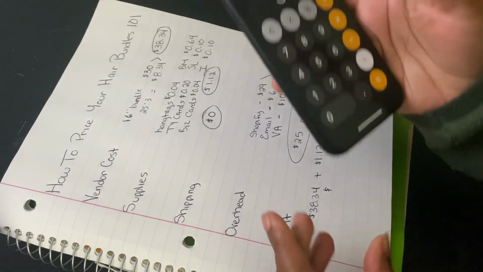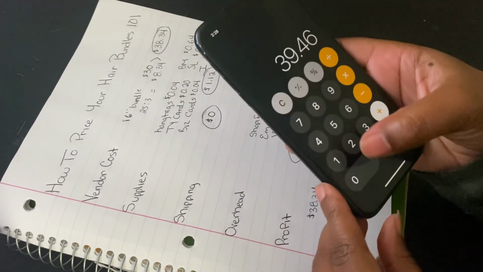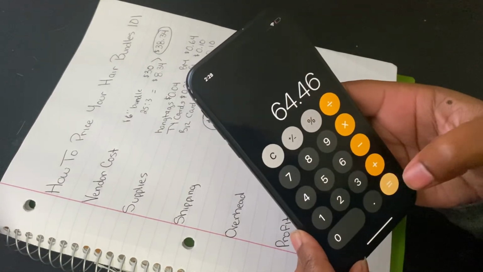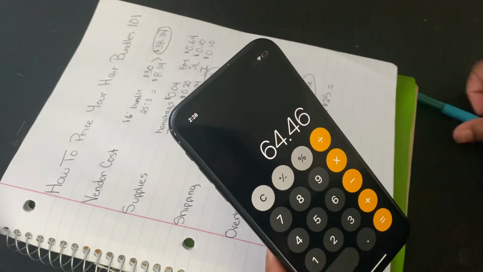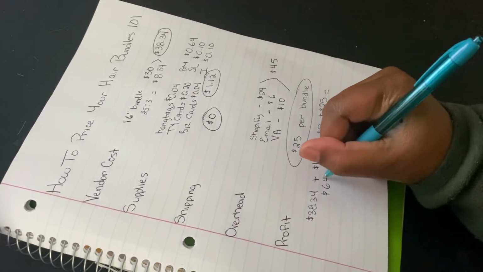$38.34 plus $1.12 plus 0, obviously that's not going to be anything, plus $25. You get a total of $64.46. So I'm gonna write it down right here.